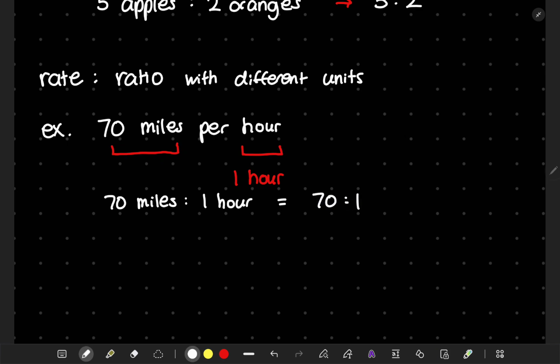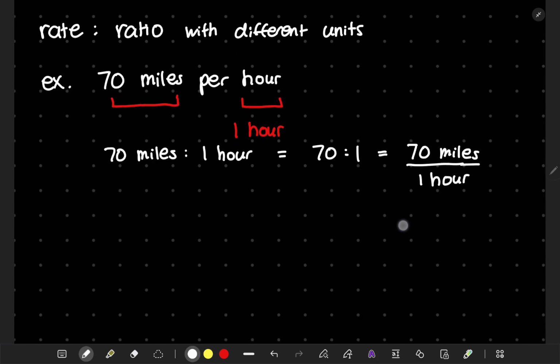Another way that we can write rates is as a fraction. So if I'm going to write this ratio as a fraction, I'm just going to put the 70 up top like this and write 70 miles. And on the bottom for my fraction, I'm going to put 1 hour. And so that's what a rate is. A rate is going to be written as either a ratio, such as the 70 to 1, or you can write it as a fraction, such as 70 over 1.